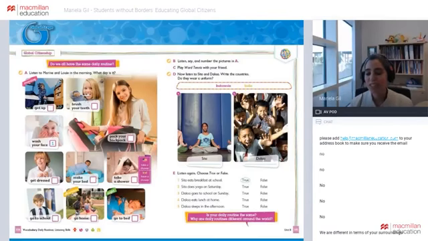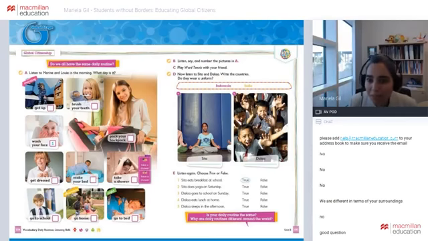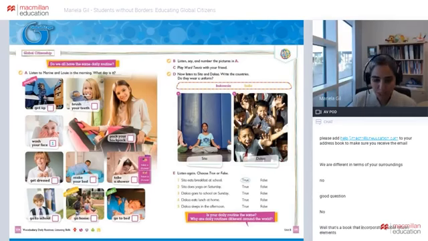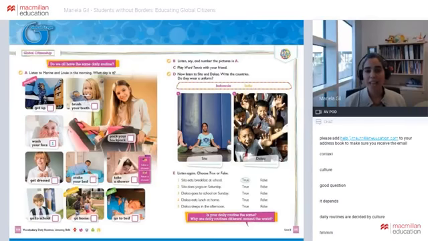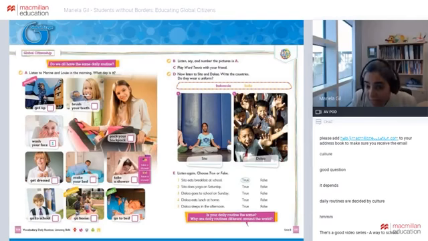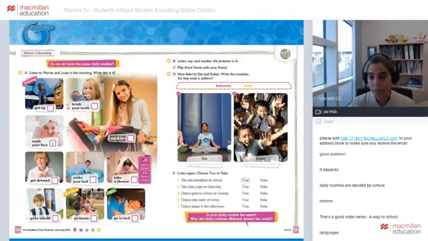Yes, somebody's just said it. We're different in terms of our surroundings. There may be many different reasons. It could be culture. It could be weather. It could be if you live in the countryside and you travel far to go to school. It could be so many different things. And these are things that you can bring into the classroom, regardless of what book you're using. But this is an example of how Global Stage does it.